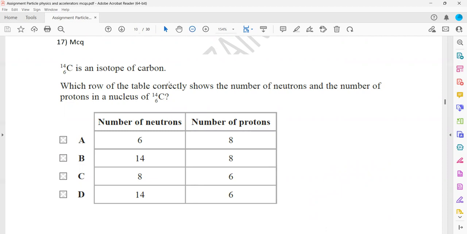We have the isotope carbon, 14 and 6, an isotope of carbon. Which row of the table correctly shows the number of neutrons and number of protons in the nucleus of carbon 14 and 6? So the neutron number is the nucleon number minus the proton number, 14 minus 6, which is equal to 8. And the number of protons is the same as the atomic number. So option C will be the right answer.